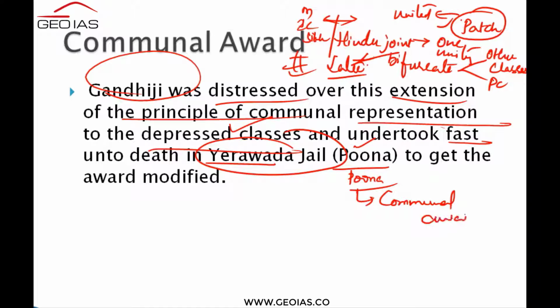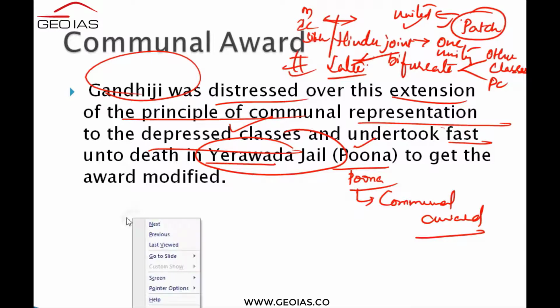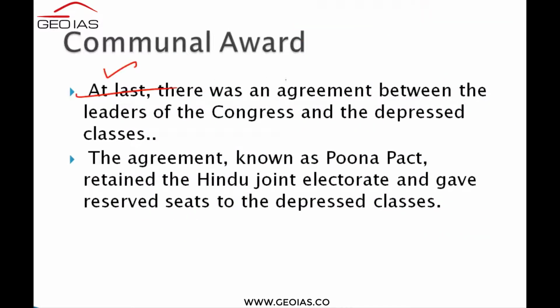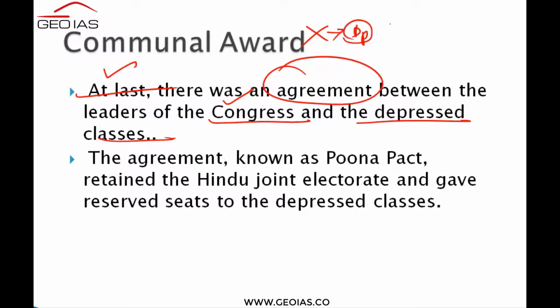He wanted Hindus to be united, and the Hindu joint electorate system should undergo. So to get this award modified, Gandhiji took a fast unto death in the Yerwada jail. But later, there was an agreement between the leaders of Congress and the depressed classes. So the Communal Award was not accepted by the depressed classes. And what is the Communal Award? It was extended to depressed classes, meaning depressed classes can vote only for the depressed class representative.